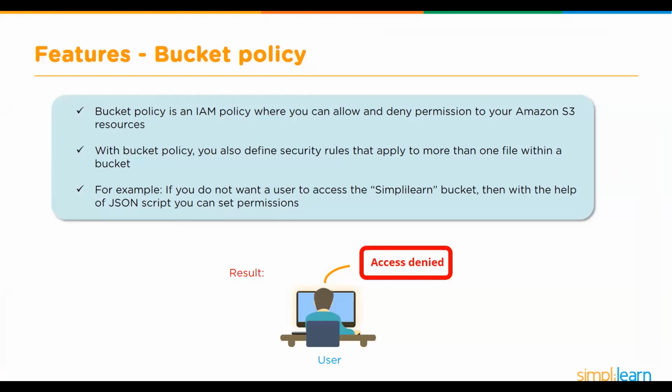Bucket policies are permission files that we can attach to a bucket that allow or deny access to the bucket based on what's mentioned in the policy. A bucket policy is really an IAM policy where you can allow and deny permission to an S3 resource. With a bucket policy, we can also define security rules that apply to more than one file in a bucket.